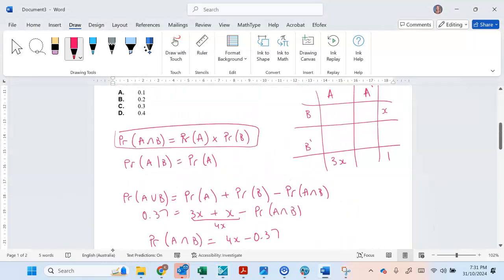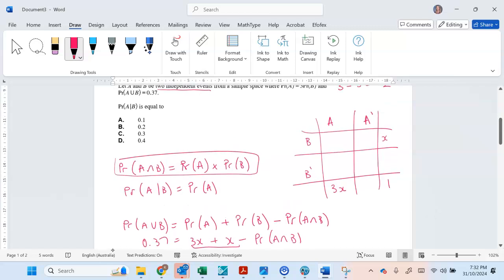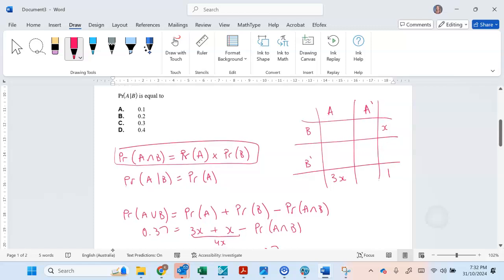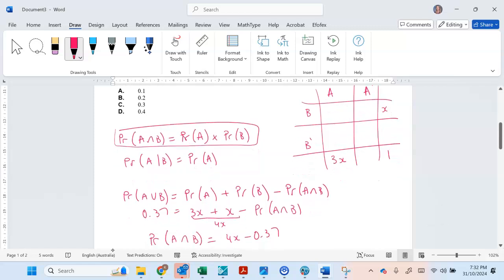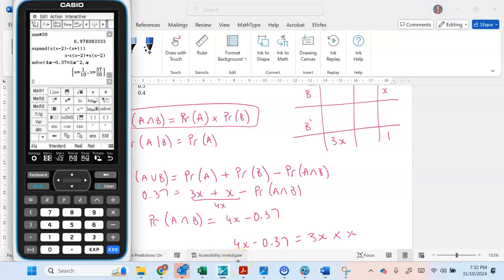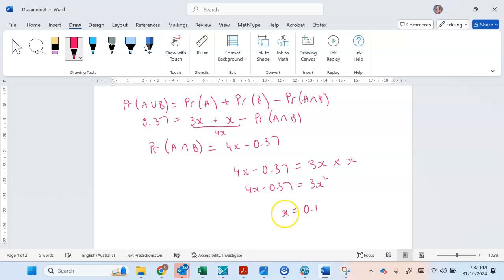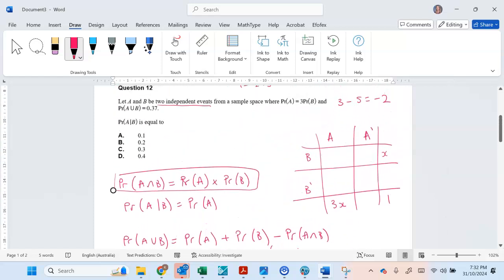Now, just take note that probabilities have to be between 0 and 1. So clearly that second solution is not possible. So x is equal to 1/10, which is the same as 0.1 because our answers are in decimals. And we want the probability of A given B. So we can use this formula here. So the probability of A is 3 times 0.1, so our answer is also C, 0.3.